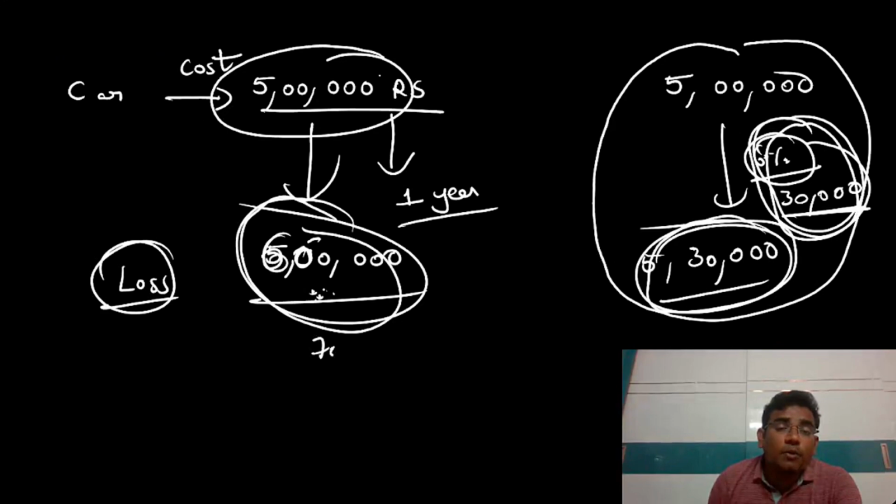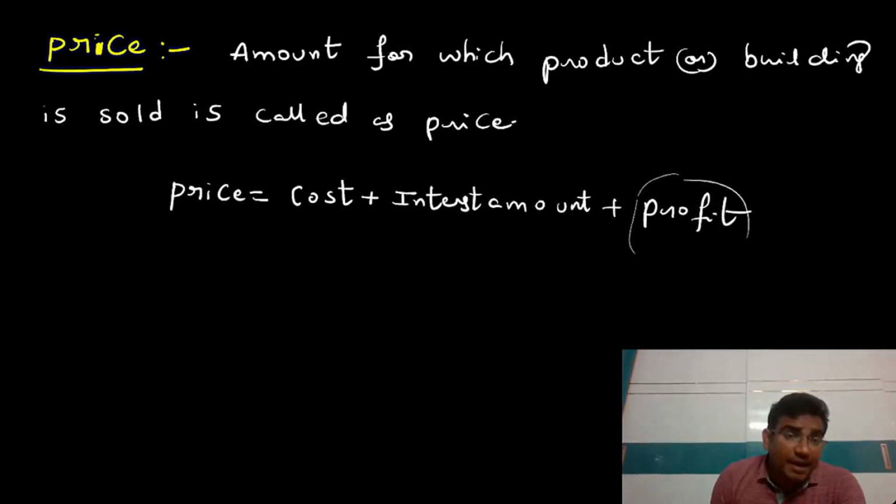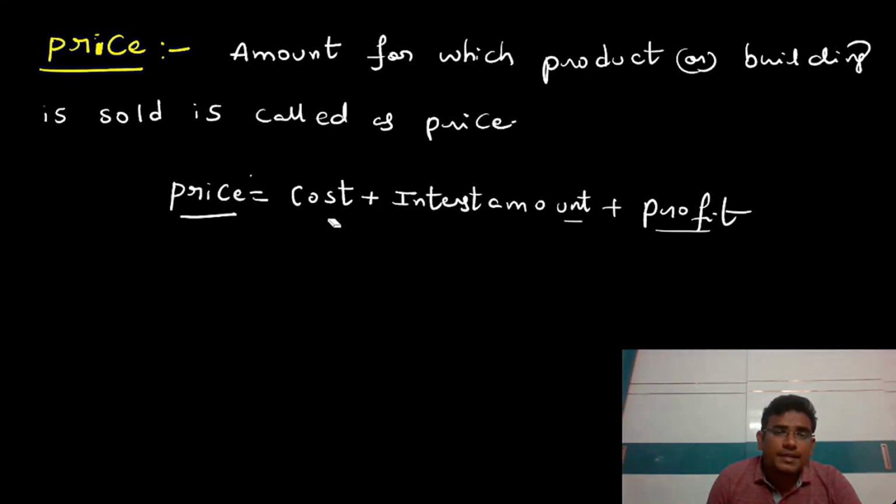70K is the profit. So my point is, guys, when you are deciding the price, price equals cost plus interest amount plus profit. Is my point clear to all of you?